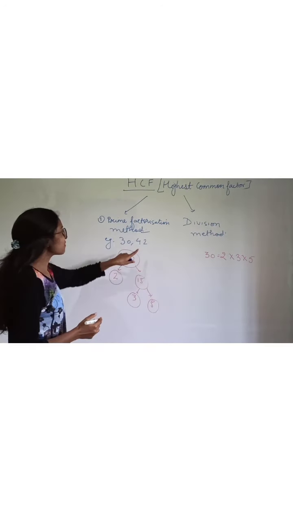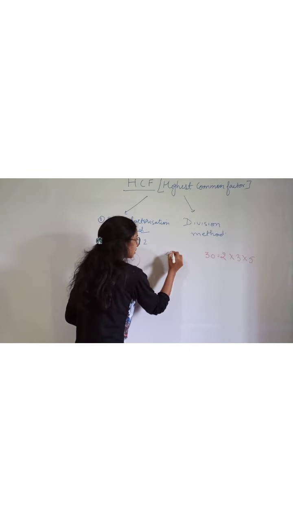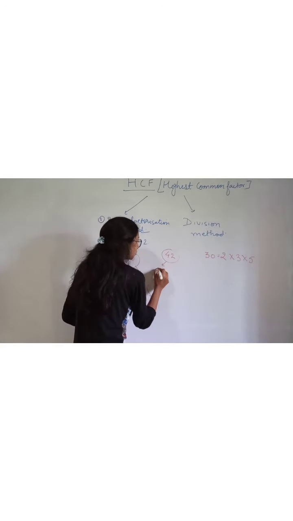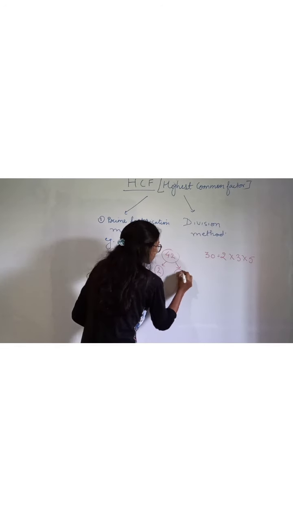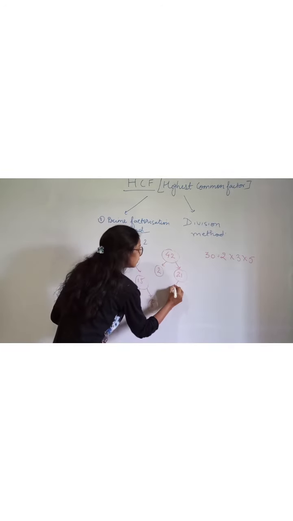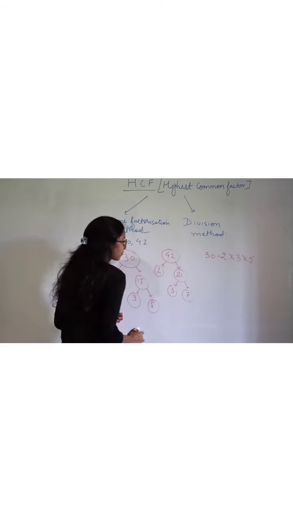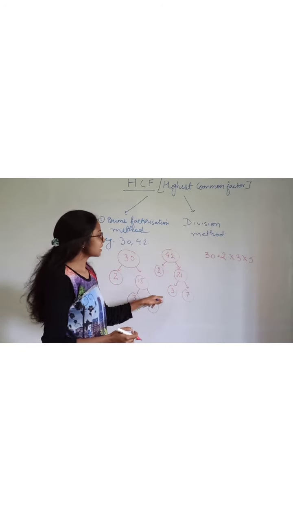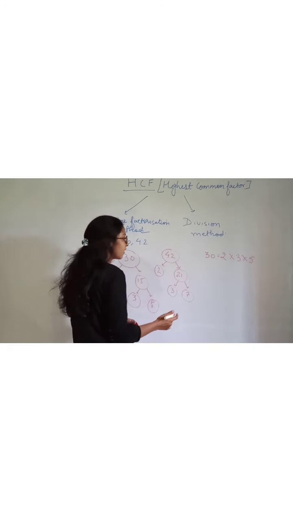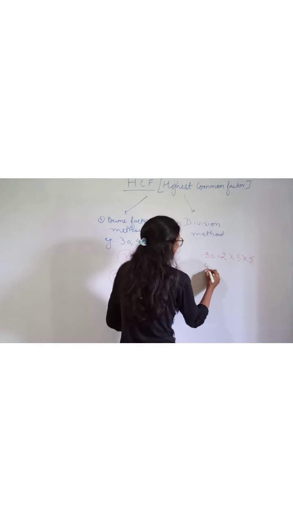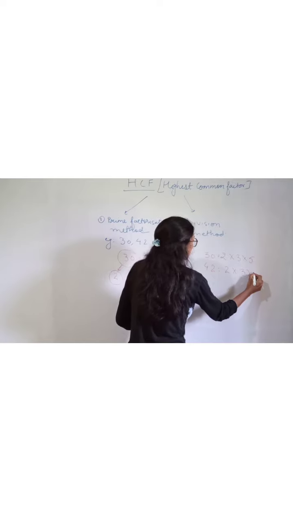Next we will find out the factors of 42. 2, then here 21. Then again it will go further, 3, then 7. Now you know that since these are prime numbers, they will not be divided further. So we will write the factors here only. That is 2 into 3 into 7.